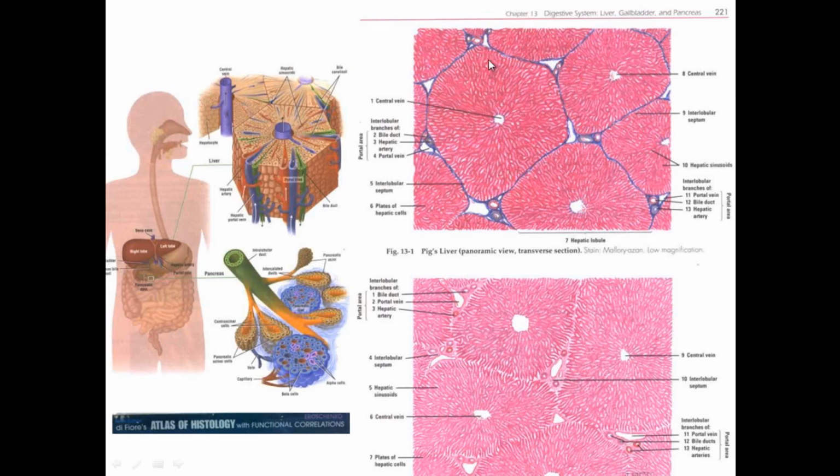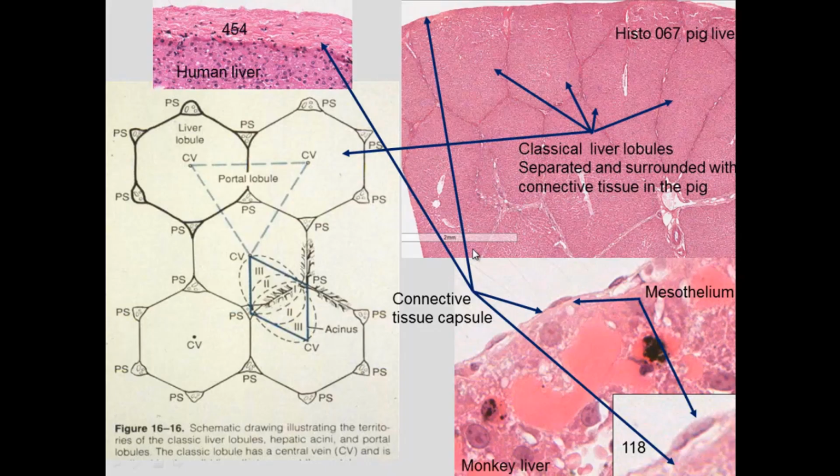And here we can see this is a classical lobule. We can see it here in a pig. The pig is good because it's got connective tissue around the classical lobule, and a classical lobule has a central vein. So blood is coming in from these portal radicals and through this area and percolates down into the central vein that we can see.